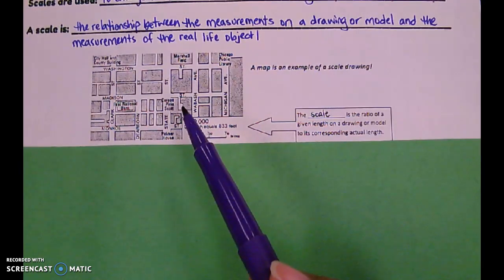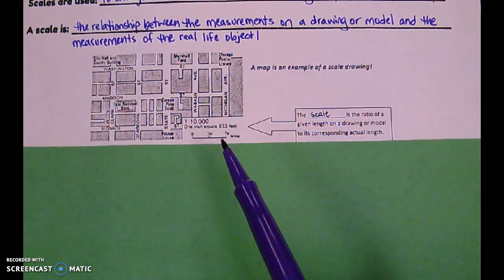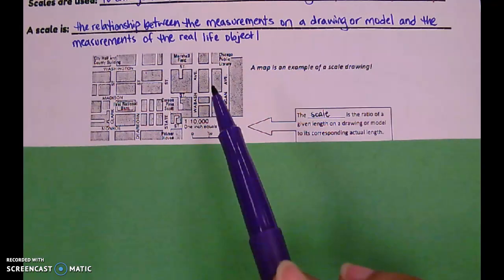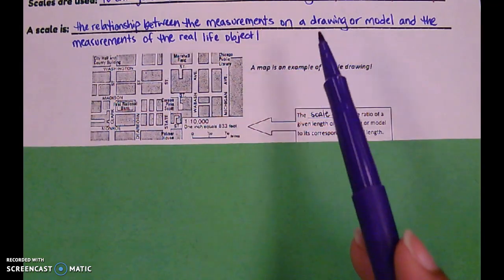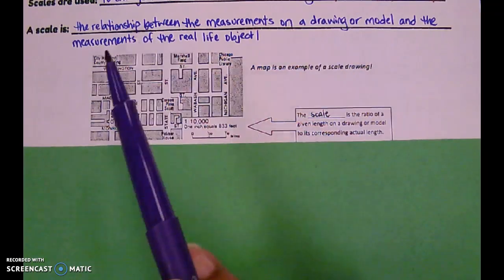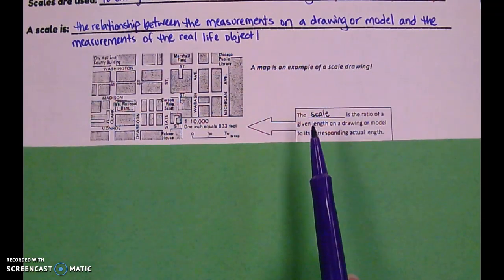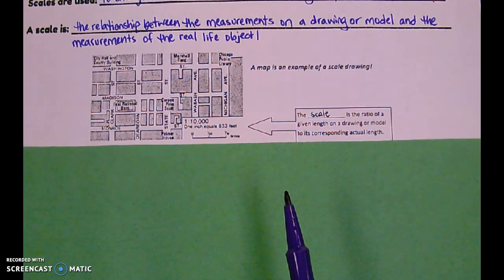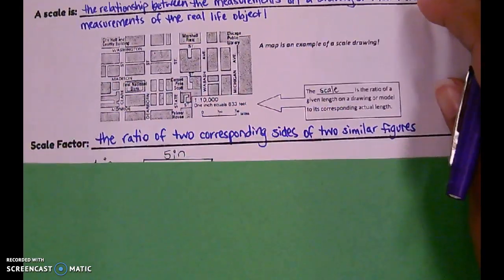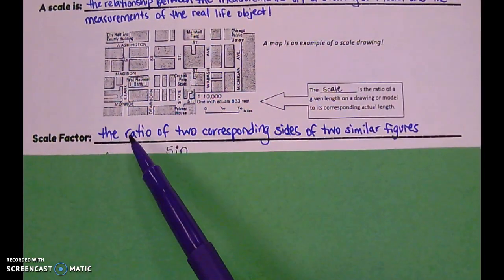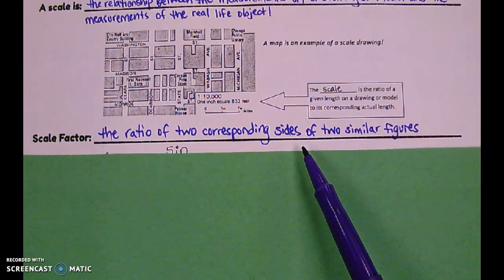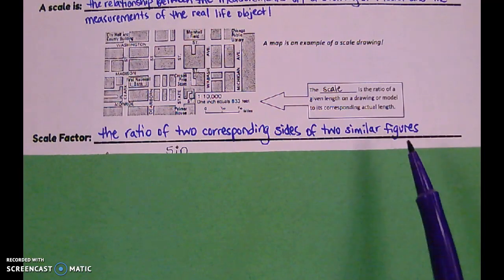So we use maps in order to scale down and put everything where it needs to be. But we use another measurement for the drawing in order to articulate what it would look like in real life. So here you can write that a scale is the ratio of a given length on a drawing or model to its corresponding actual lengths. And we're going to write that again in another way. A scale factor is the ratio of two corresponding sides of two similar figures.